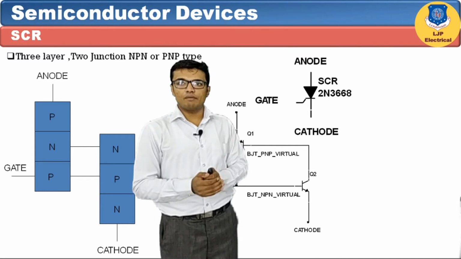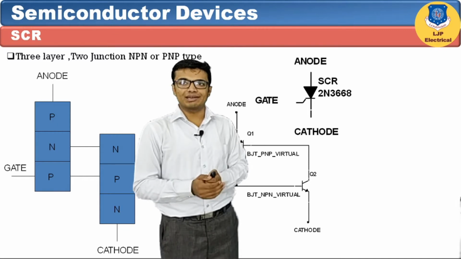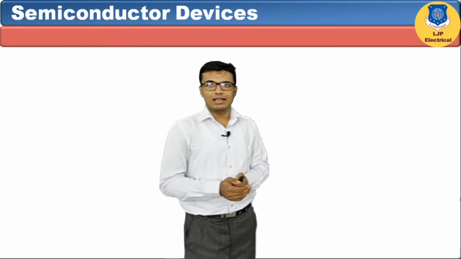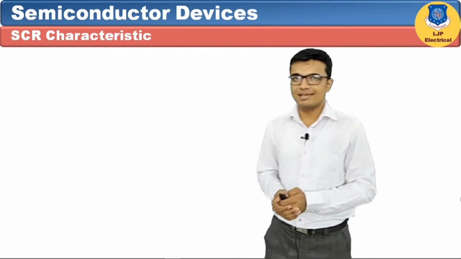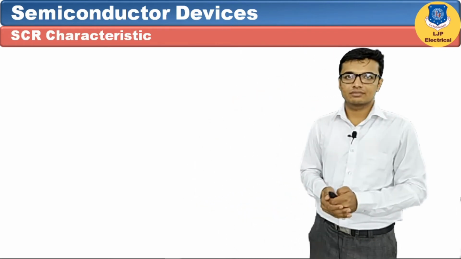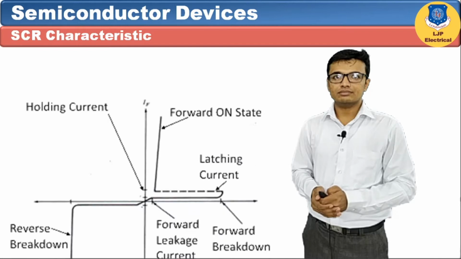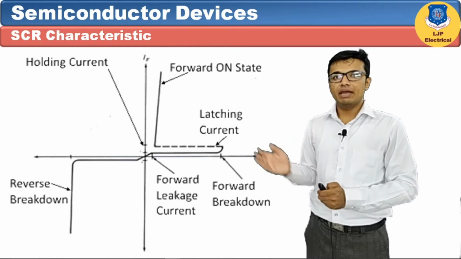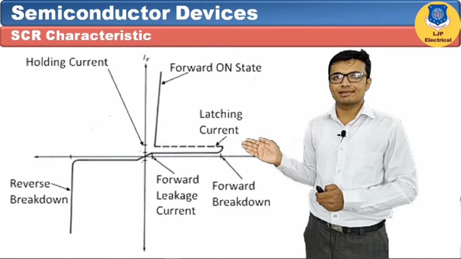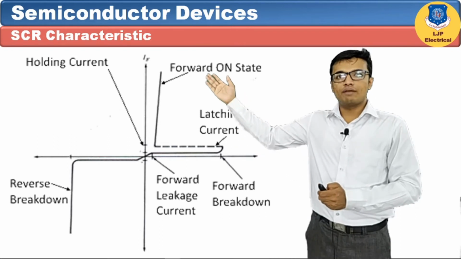On DC supply we have to turn off the SCR manually, but on AC supply the SCR will turn off automatically. Let's see the characteristics of SCR. As per this diagram, we have taken forward supply voltage on the x-axis and forward current on the y-axis.